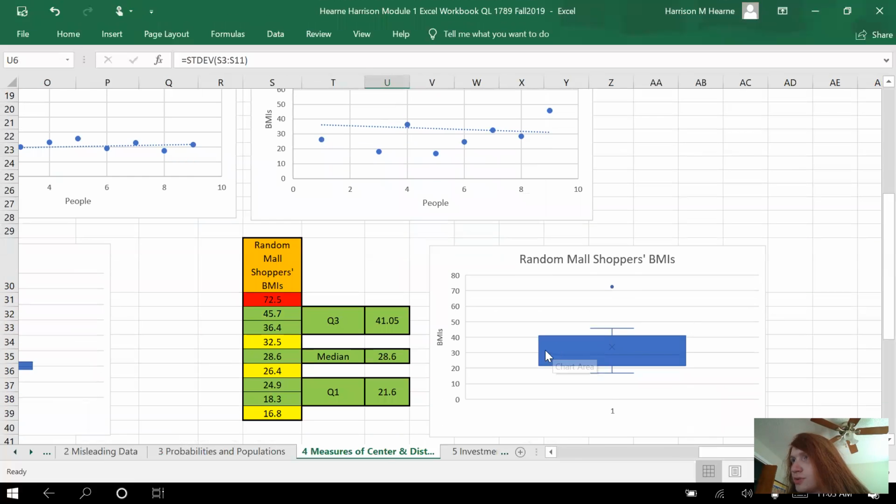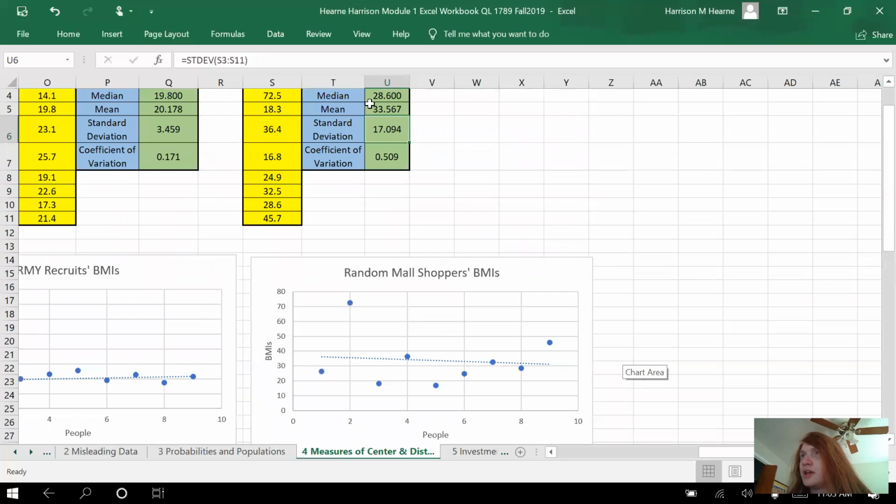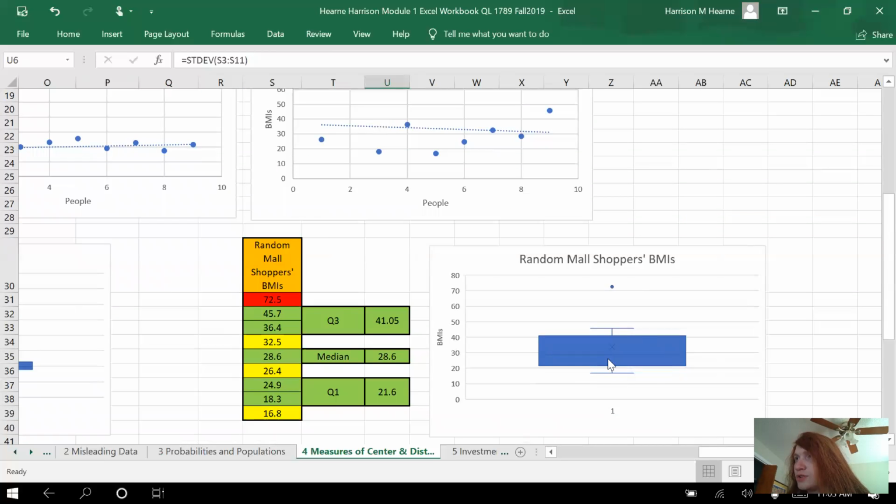So the middle of this should be at about 28.6. And it looks like it is about at 28.6 because this line here is the median. That looks to me about 28.6. And we know that the standard deviation is 17. So if we go 17 off of 28.6, then it will extend down to these bars.